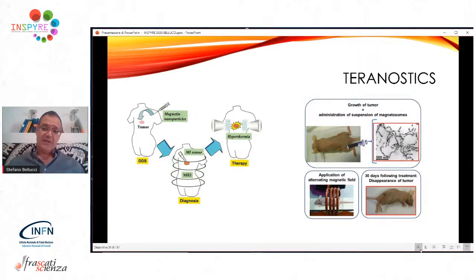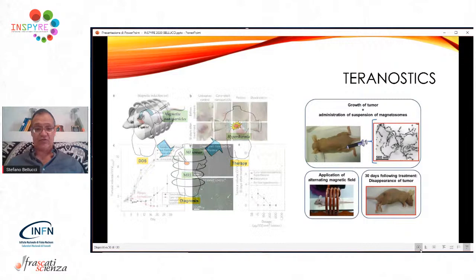At the same time, as you observe the tumor in vivo, here you see a mouse, with the same magnetic coil, you can achieve the oscillation of the magnetosomes, and so induce, by hyperthermia, the disappearance of the tumor after 30 days of treatment.